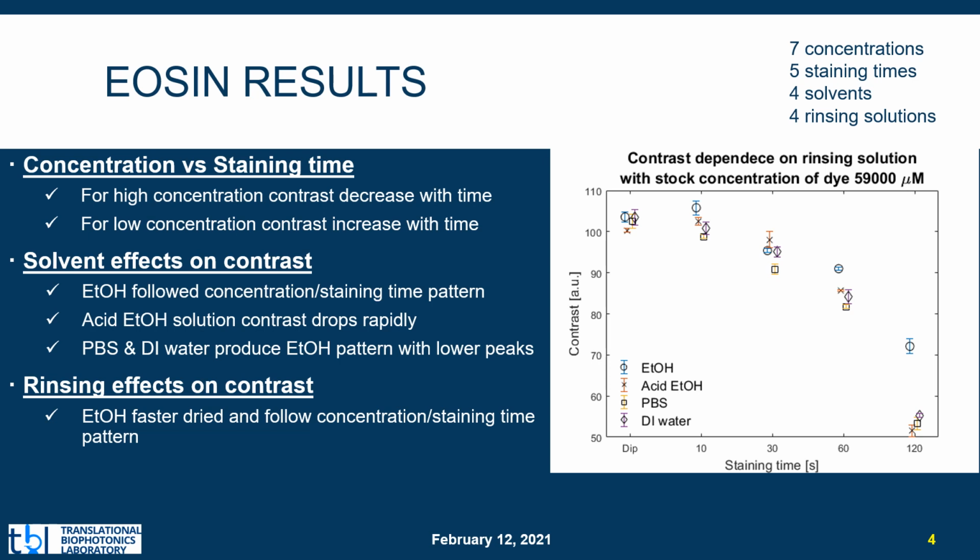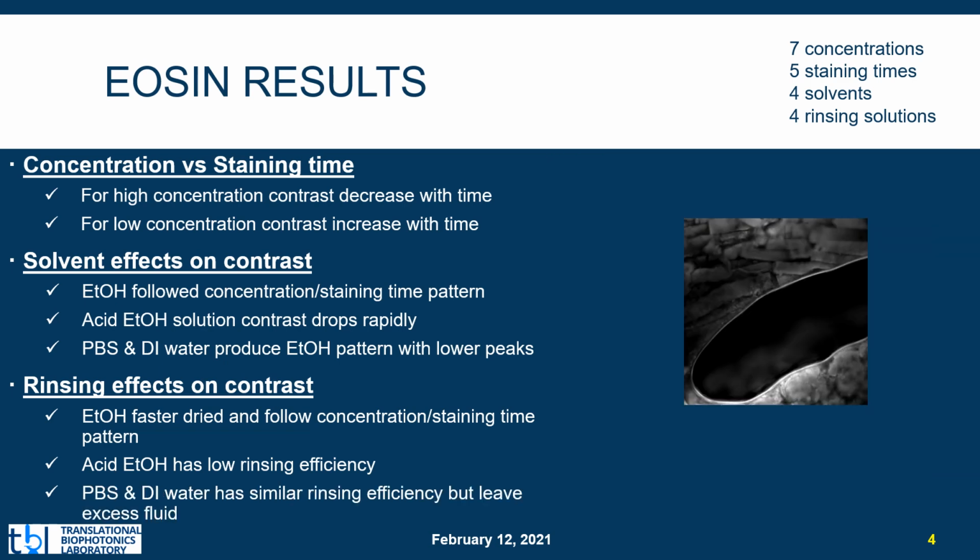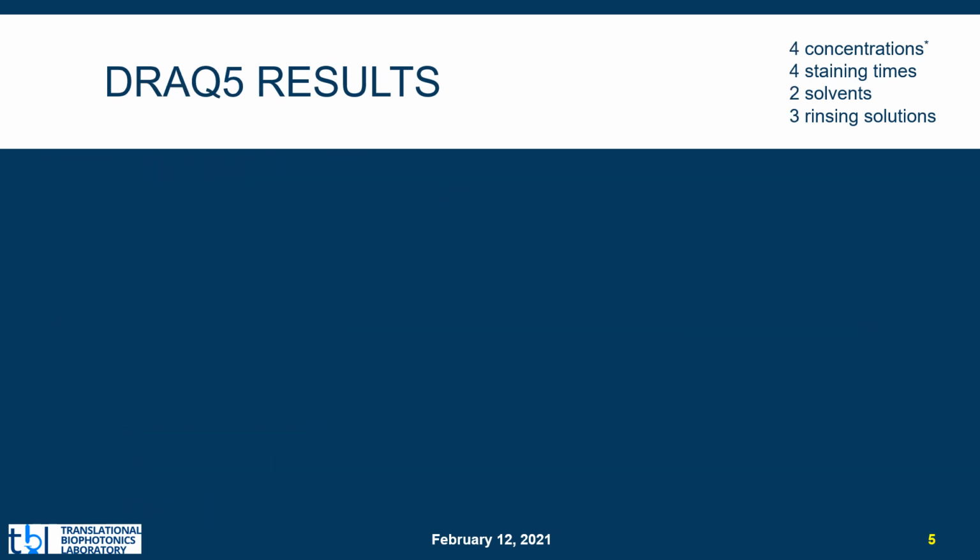We observed interesting behavior with acid ethanol that can explain the rapid contrast drop, as we were unable to see any dye removal in the acid ethanol dish compared to the ethanol dish after the 5th imaging point. Finally, PBS and DI water show similar rinsing efficiency. However, their contrast was also rapidly dropping due to slow drying and large droplets of liquid that still exist on the tissue when placed on the slide.